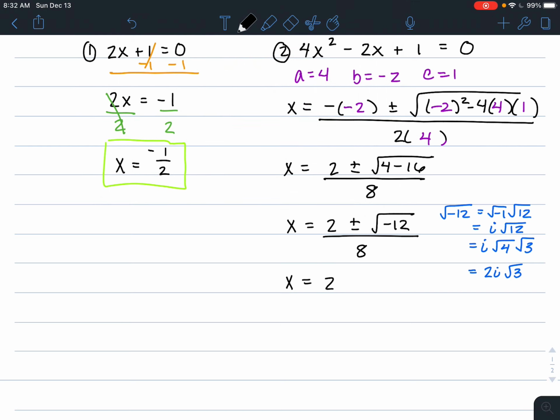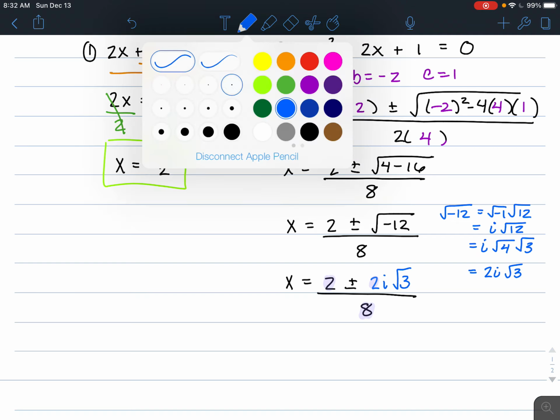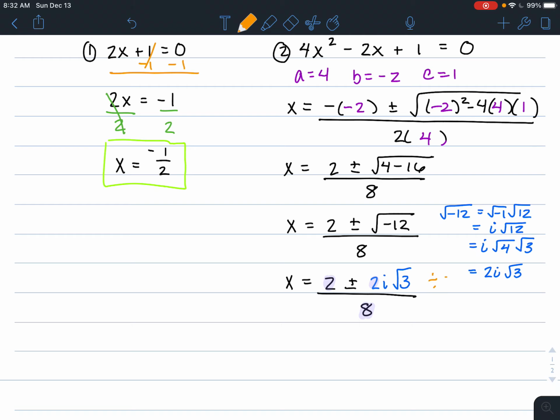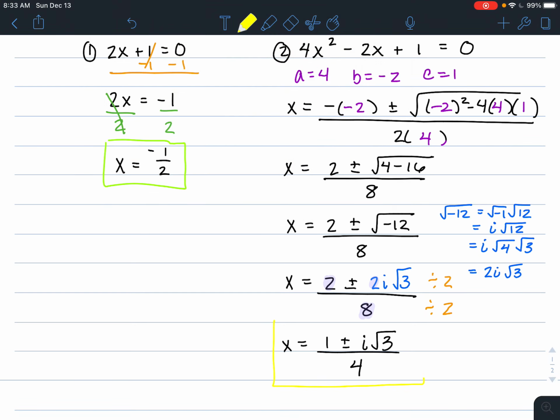So I'm going to get x equals 2 plus or minus, I'm going to put my 2i square root of 3 in here. And now, looking at this problem, 2, 2, and 8 are all divisible by 2, so I'm going to divide the top and the bottom of my fraction by 2 to reduce it. So my final answer here is going to be 1 plus or minus i square root of 3, all over 4. And there we go.